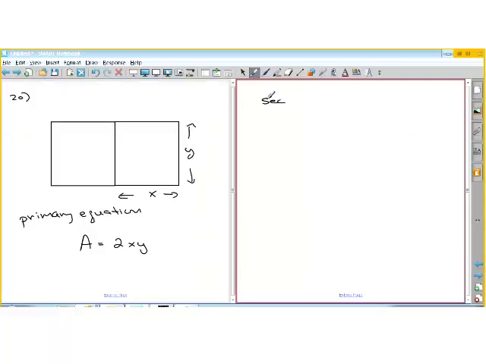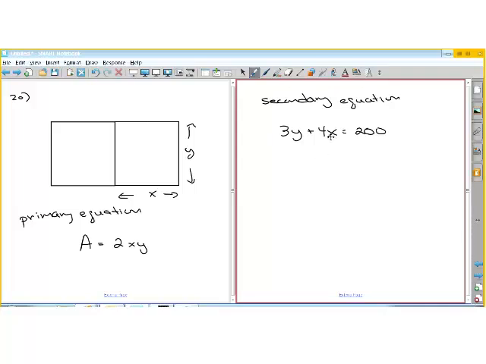Then we have a secondary equation. That's so we can rewrite the primary equation in terms of one variable. The secondary equation relates to the amount of fencing I have. So the amount of fencing consists of 3y and 4x. So 3y plus 4x equals 200. 1, 2, 3, and 1, 2, 3, 4.